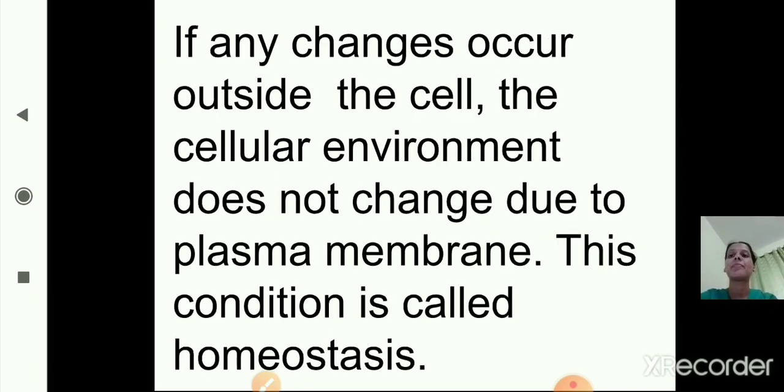Now, if any changes occur outside the cell, the cellular environment does not change due to the plasma membrane. This condition is called homeostasis. What is homeostasis? If any changes occur outside the cell, the cellular environment does not change due to plasma membrane. So this condition is called homeostasis.